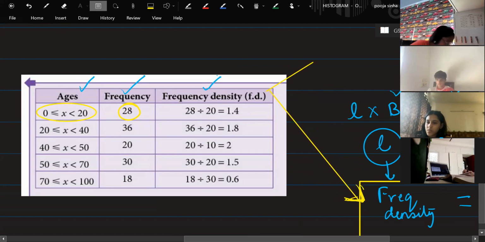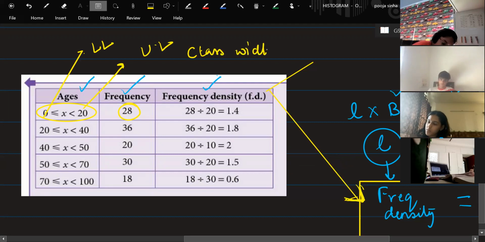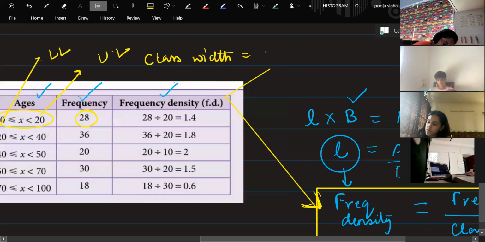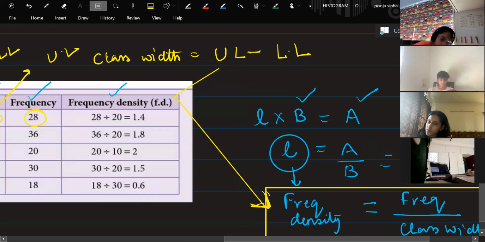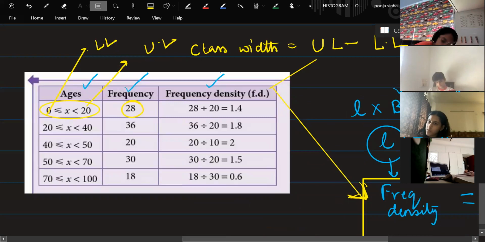Class width, how do we calculate? This is the upper limit. This is the lower limit. So you calculate class width is equal to upper limit minus lower limit. So for you, the upper limit is 20 minus 0. So what is the class width for this one?